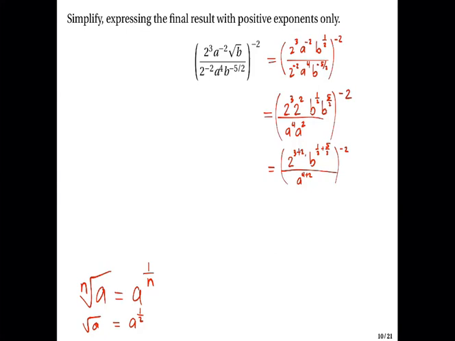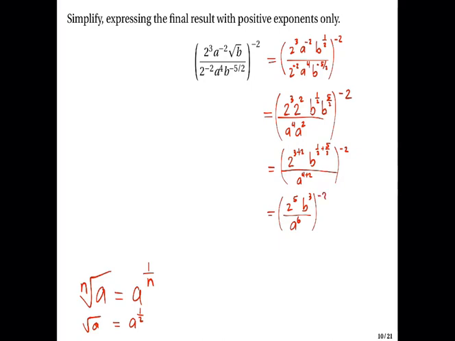Then we add the exponents now. You have 2 to the 5. And then 1/2 plus 5/2, that's 6/2. So 6 over 2, that becomes 3. And then on the denominator, you have 4 plus 2 as an exponent of a. So this becomes a to the 6. And then we put it inside the parentheses, and we still have exponent negative 2 here.